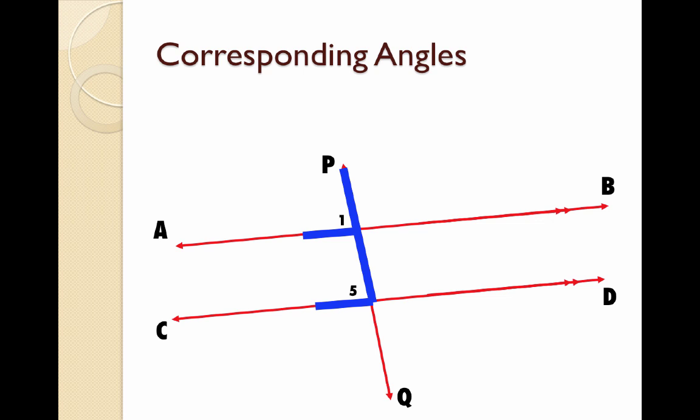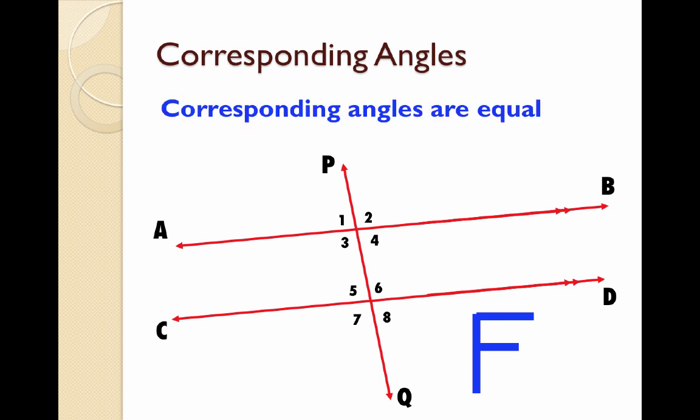Now if I draw some blue lines around these angles, you might see a letter of our alphabet there. That's right, that's a capital F. And that capital F should remind you about where those corresponding angles are. Now here's the kicker. Corresponding angles, they're equal to each other. So 1 and 5, they're equal to each other. 2 and 6, they're equal to each other. 3 and 7, 4 and 8, they are all equal to each other.